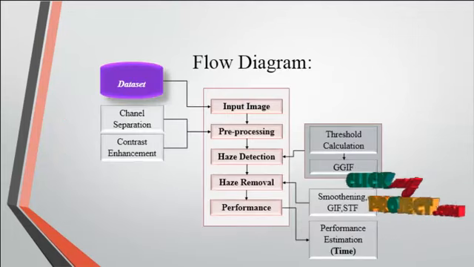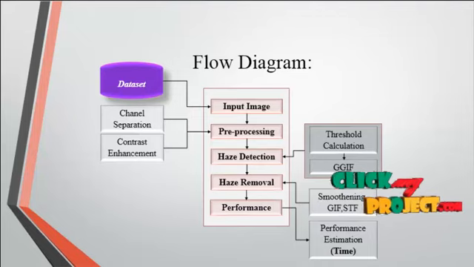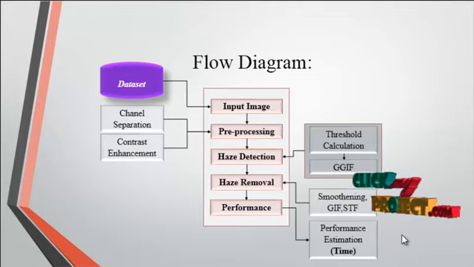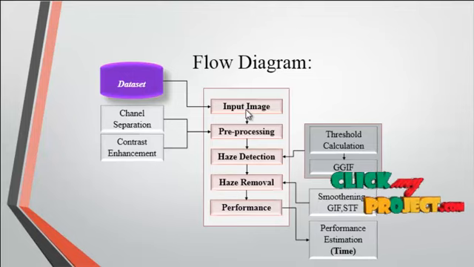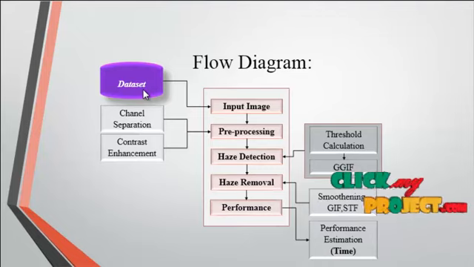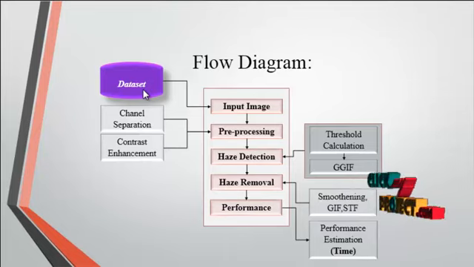Now we are going to discuss the flow diagram for the process. Hence, this is the overall flow structure for the process. At first, the input image is taken from the dataset. Dataset is the folder which consists of several input images. Hence, we get the input image from the dataset.